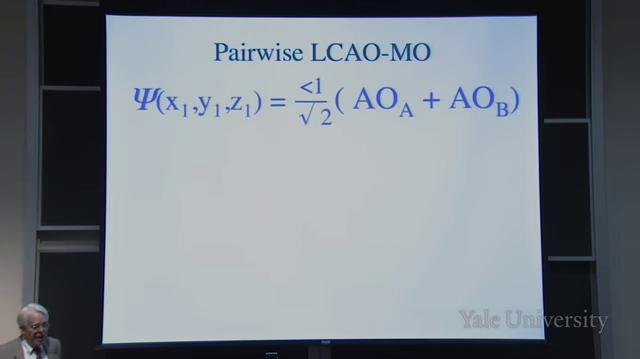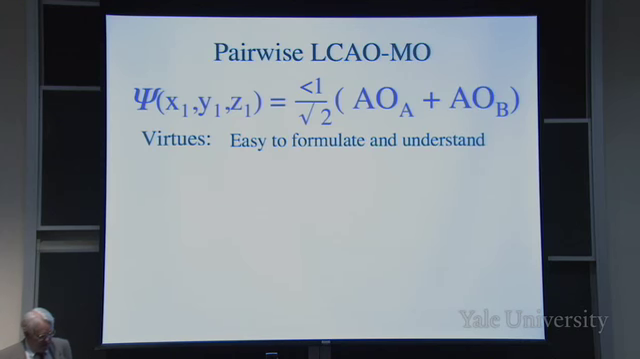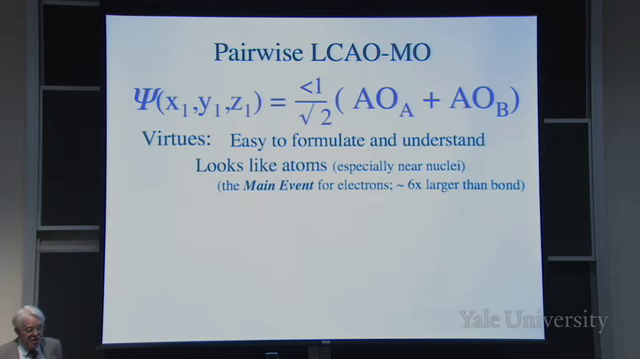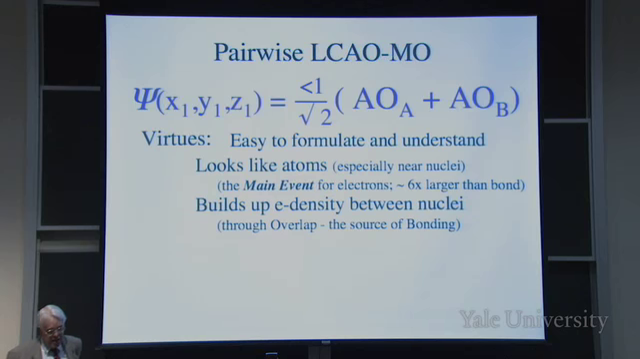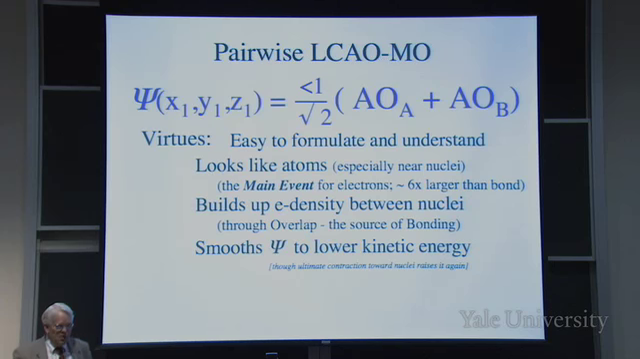Okay, so here's a pairwise atomic orbital, 1 over the square root of 2 times a plus b, and you can use hybridized orbitals. And the virtues are it's very easy to formulate and to understand, and it looks like atoms, especially when you get down near the nuclei. And you don't want that to change because that's the main event for electrons. You get much more energy forming atoms, as we saw before, than you do making new bonds once you have the atoms already. It builds up electron density between the nuclei through overlap, which is the source of bonding. It smooths psi to lower the kinetic energy.